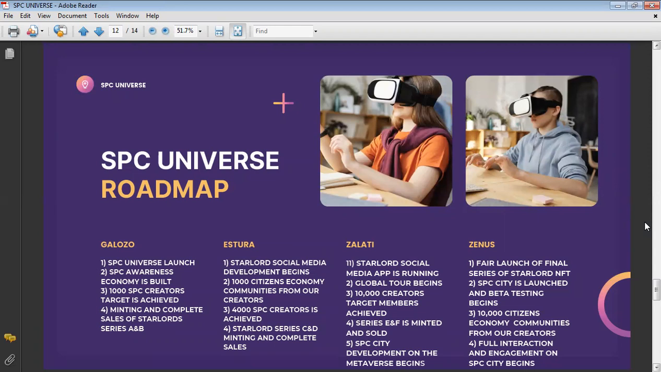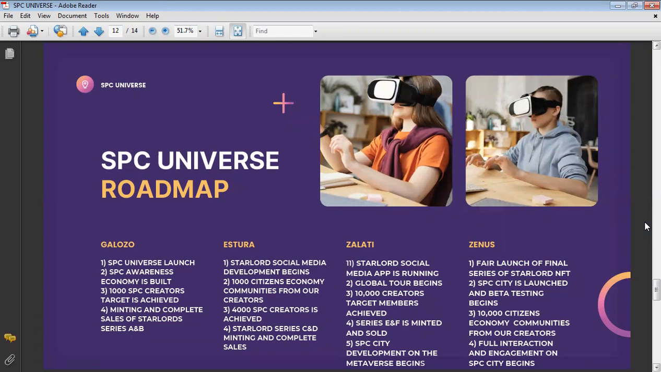When it comes to the Estura roadmap, we have the Starlord social media development begin. That's the first one. We have the 1,000 citizens economy communities from our creators. Remember, I told you the creators will be building utilities, and these utilities will have communities. So by the Estura phase, we would have had 1,000 citizens economy communities, 4,000 creators, and Starlord Series C and D minting would have been completed and sold.